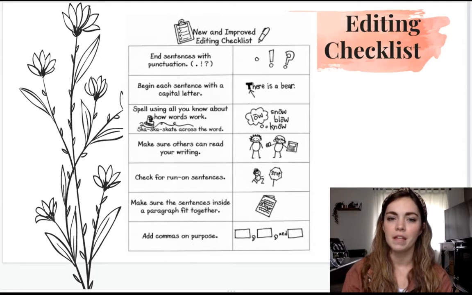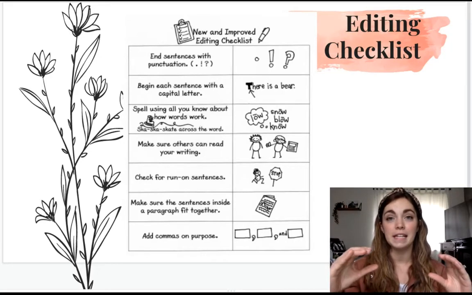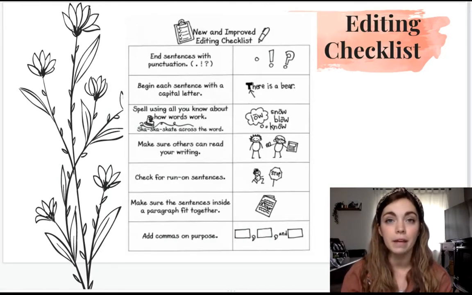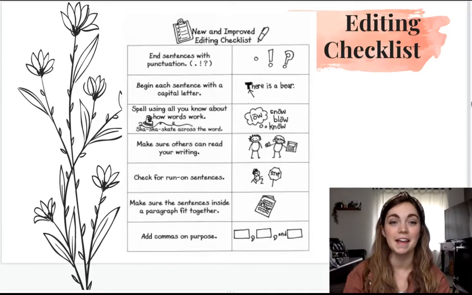Okay, the next one says make sure the sentences inside a paragraph fit together. That means if you have a main idea or a topic, all the things in that paragraph go together. You're not talking about a bunch of random different things. And then the last one says add commas on purpose. Remember, a comma is where we need to take a break, but it's not where the sentence ends.